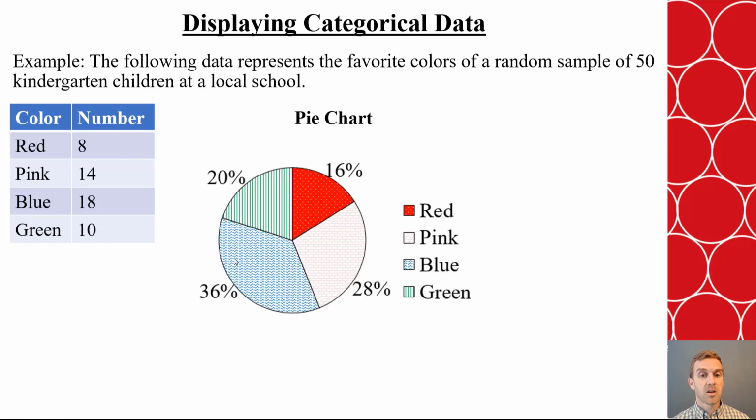And then the pie chart, we can see the proportion of each color to the total of the 50 students that were sampled. And from this, we can see what percent of students chose each of those colors. And in this case, blue was the most chosen color, and so it represents the largest portion of the whole.